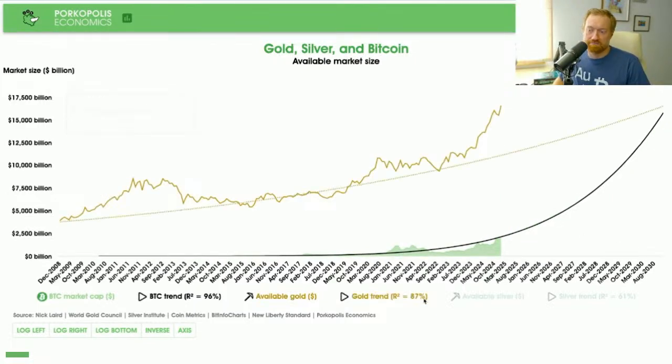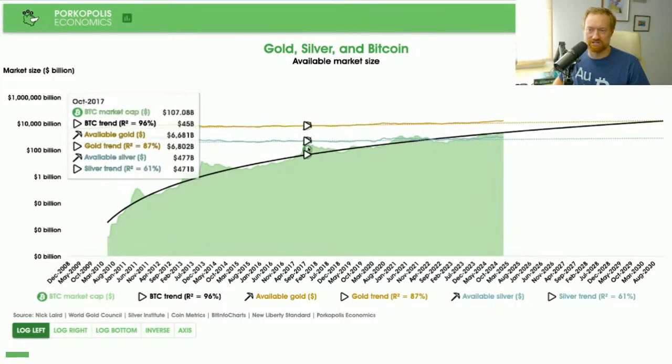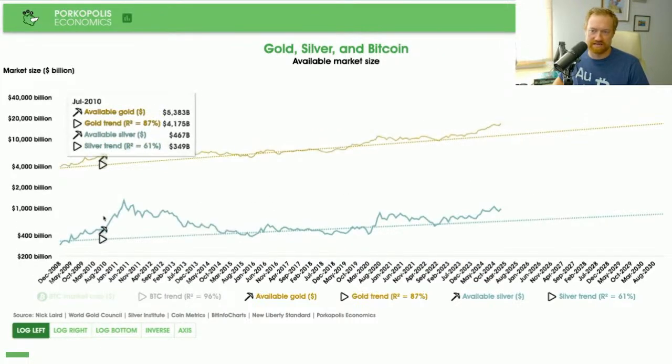So, gold, silver, Bitcoin, log scale, straight line for gold and silver. That means they are unquestionably exponential markets. Look, I got the trend. Let's take off Bitcoin. I have the trend and I have the real values in dollar terms.